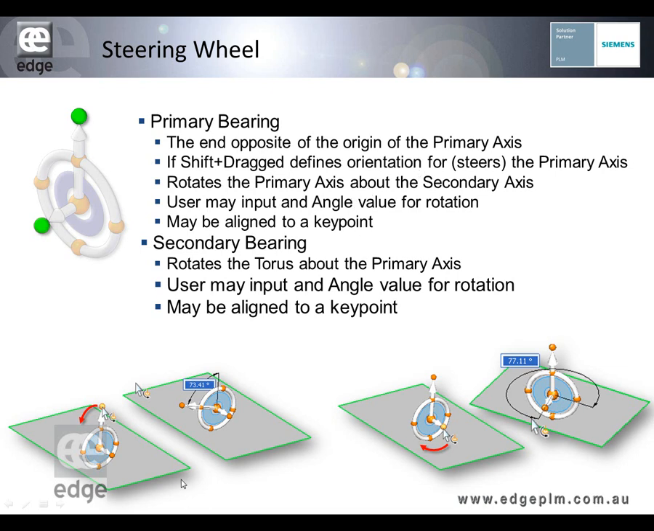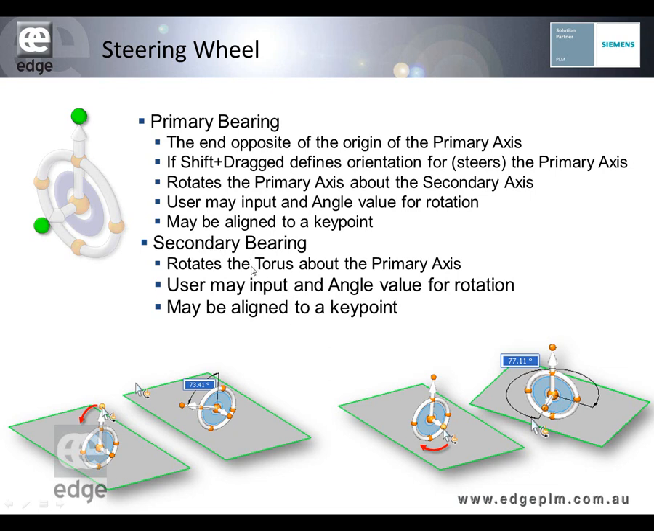So we can set up where this primary axis is pointing. We shift and drag to do that. The user may input an angle. You'll notice that a little numeric box comes up. We can type that in, or we can orient it to a key point. So we could point that to a key point. I will do this a little bit later, and you'll see that working.